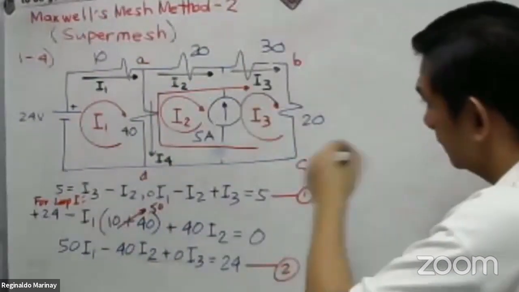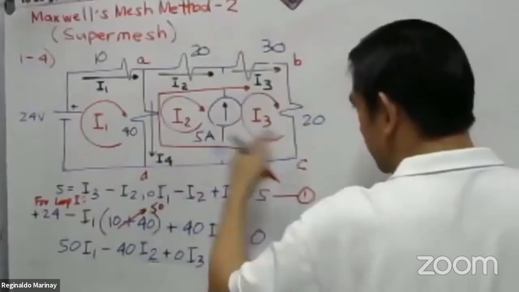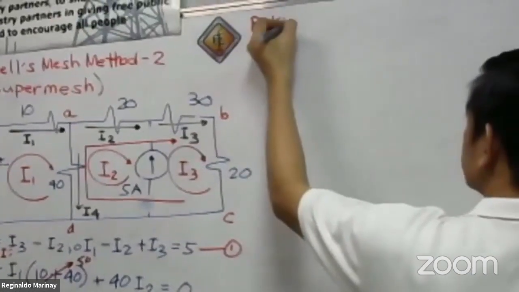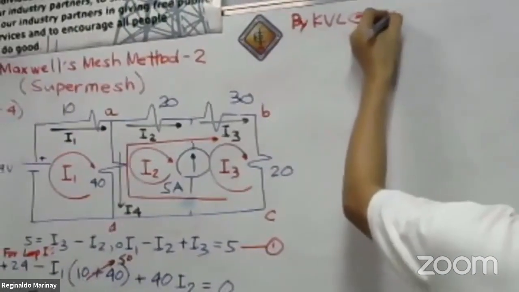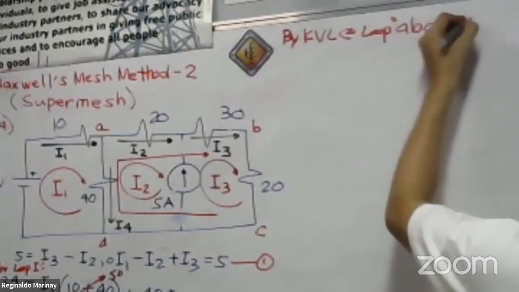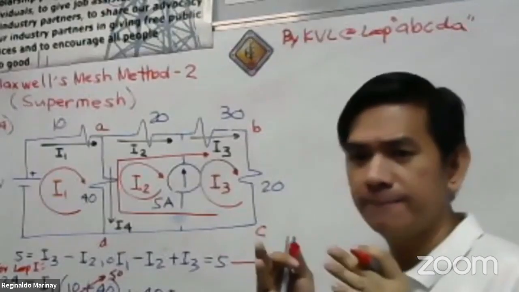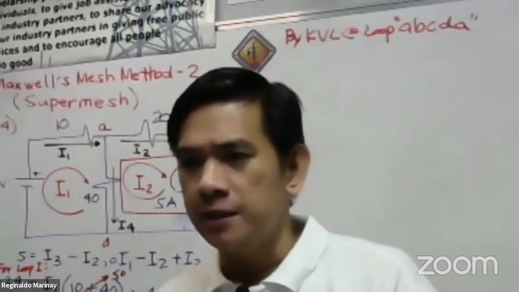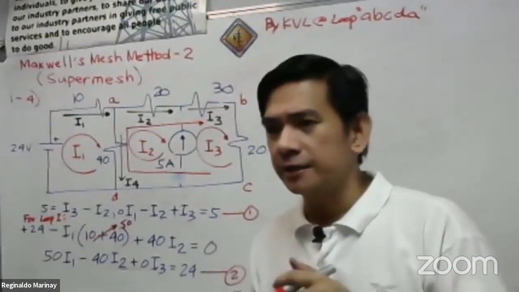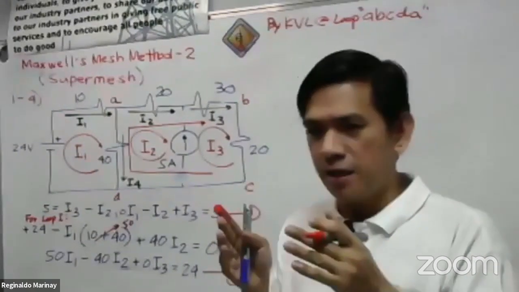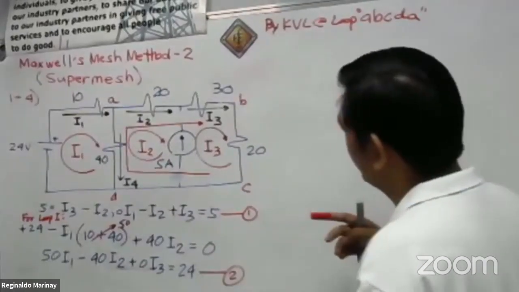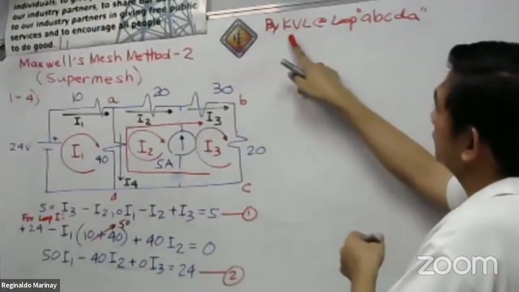That one. This loop A, B, C, D, A, we are going to apply Kirchhoff's voltage law at loop A, B, C, D, A. Okay? So in here, we are going to use simultaneously the mesh analysis and the Kirchhoff's voltage law. As we have said before, the mesh analysis is just the son of Kirchhoff's law. No? Anak niya lang yun. So we can also make use of the Kirchhoff's voltage law.